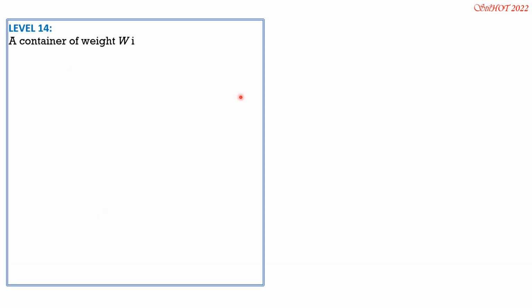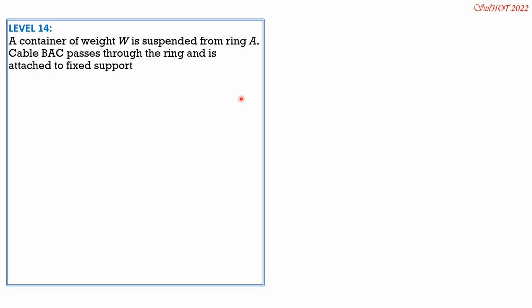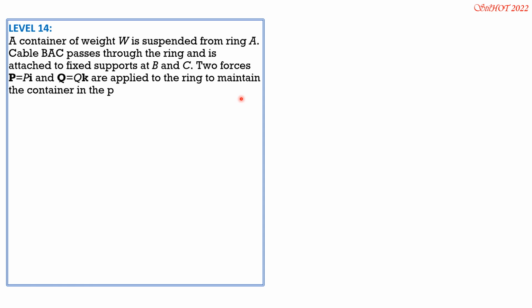Level 14, a container of weight W is suspended from ring A. Cable BAC passes through the ring and is attached to fixed supports at B and C. Two forces P equals Pi and Q equals Qk are applied to the ring to maintain the container in the position shown. Knowing that the weight W is 376 newtons, determine P and Q.